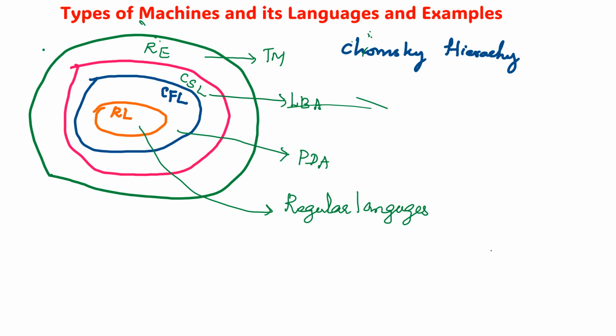So here the first circle is represented as type 0 grammar. We can say unrestricted grammar, and the machine is called the Turing machine. In this type of grammar almost all types of problems are supported. So we can handle unlimited memory as well as any kind of problems using Turing machines.